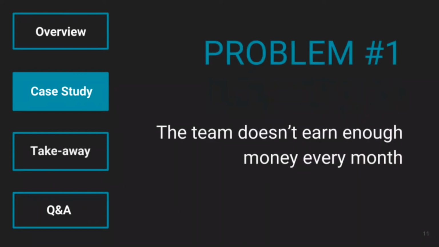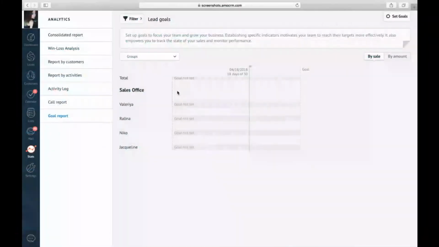So the first problem is that the team is not earning enough money each month. And to see exactly what is going on, we need to set each user's targets regarding sales revenue and the quantity of leads. This will allow us to monitor goals and measure performance. So if we go to the goal report, we need to set up individual targets.